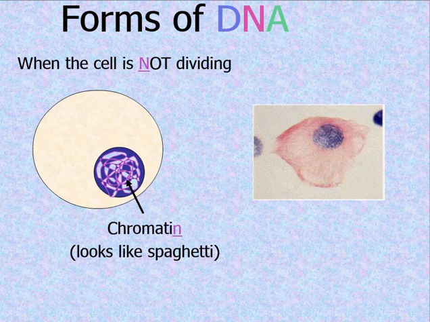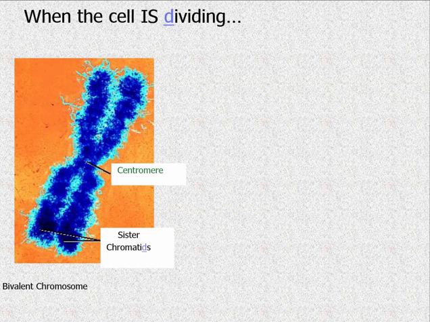When the cell's ready to divide, that chromatin starts to wind up almost like braids or something, and then it has a different name. When the cell is dividing, the DNA starts to twist up and it forms this blue figure that you see on the PowerPoint. That's called a chromosome. Each side of the chromosome is called a sister chromatid. I'm going to suggest that you draw this picture in your notes.